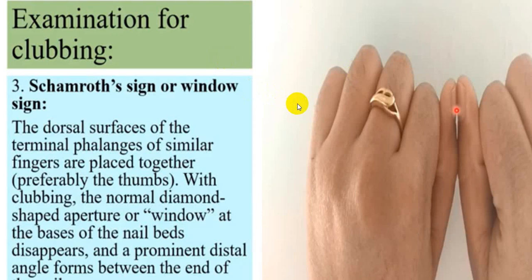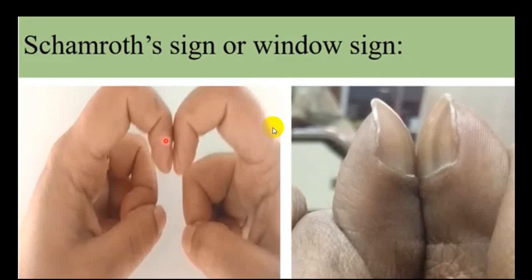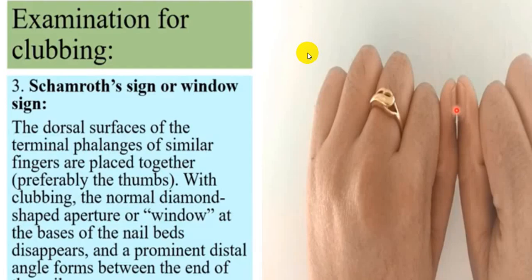Then when you put the 2 thumbs together like this, as shown here, or you can utilize the index finger, there is a gap here, which you can call the Schamroth window. If this Schamroth window is lost, it is called the Schamroth sign, or window sign, or Schamroth window sign. Normally the Schamroth window is seen clearly. If it is obliterated or not seen, it is clubbing, and it is described as the Schamroth sign or window sign.